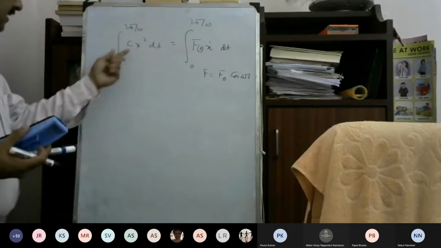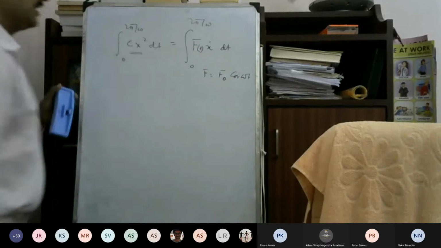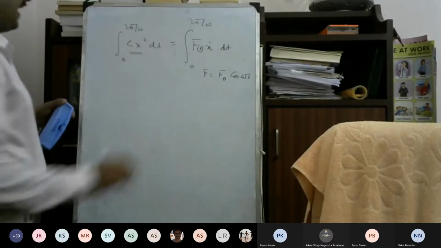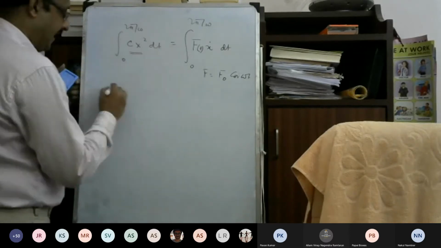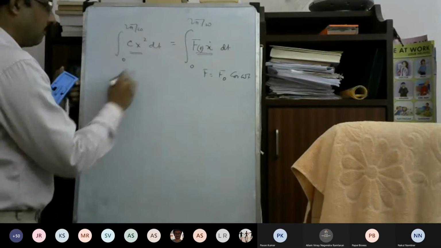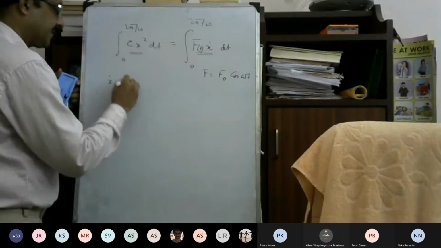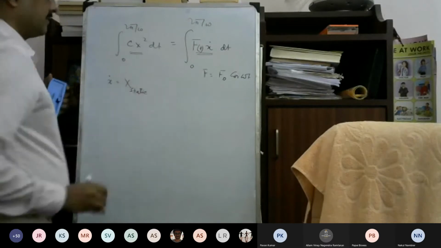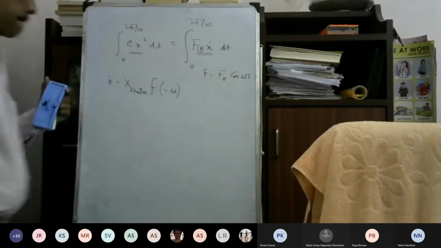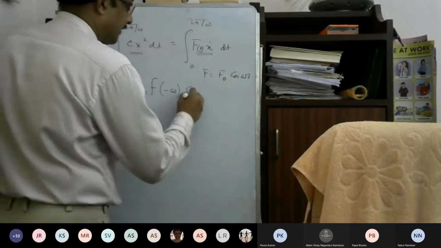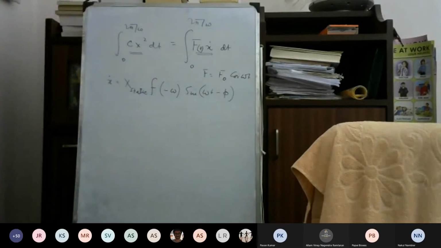But now that does not happen, because this term is positive. This term is always positive, right? Okay. And then if this is the positive value, then what is, say, f(t)? Now we are considering steady state motion. So x dot will be equal to, let us say, x static times f times minus omega sine omega t minus phi. So that is x dot.